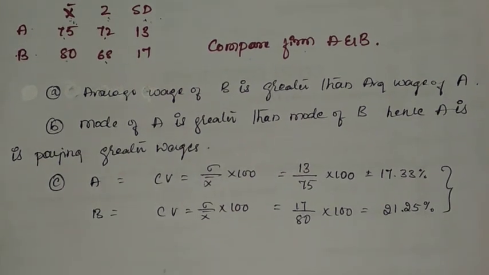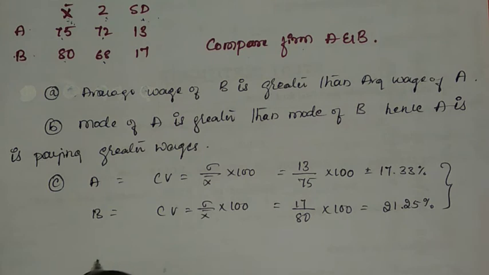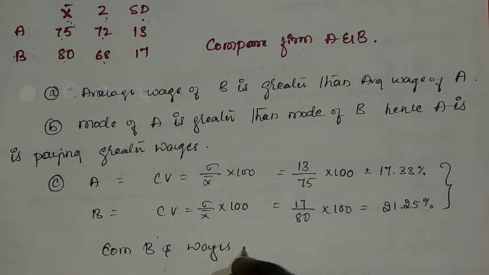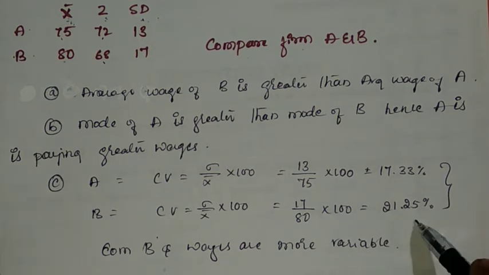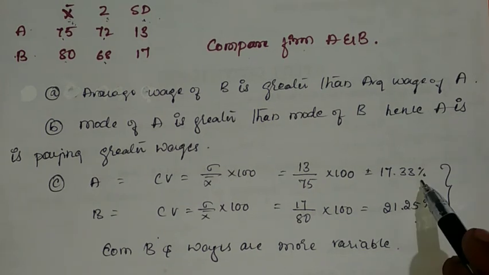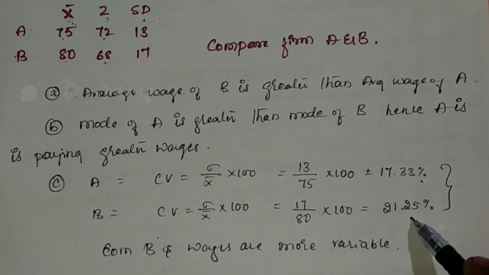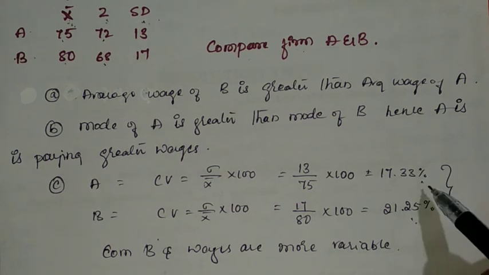So if you are comparing the coefficient of variation of these two, you are clear that firm B's wages are more variable compared to firm A. Why? Because the CV of B is greater than the CV of A. Since B wages are more variable and A wages are more consistent. So this is problem number 4.